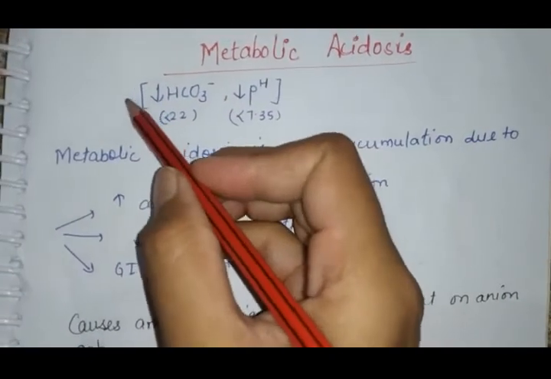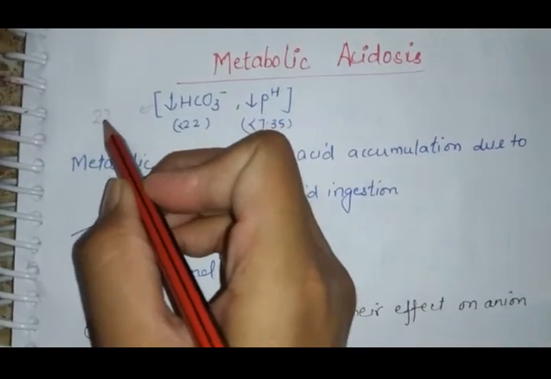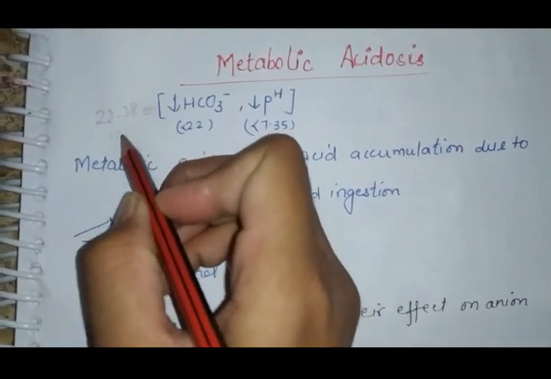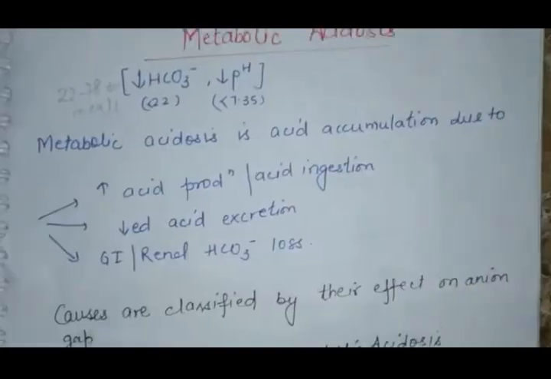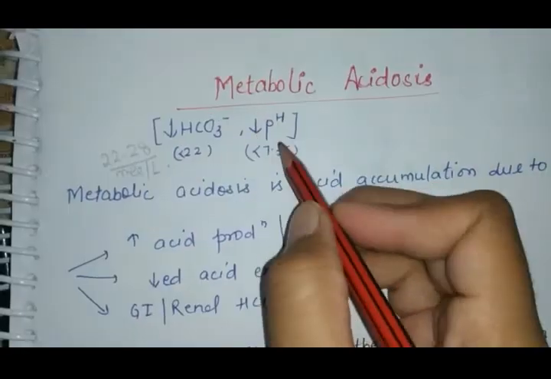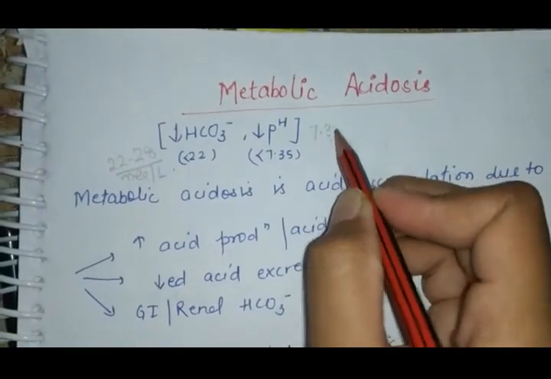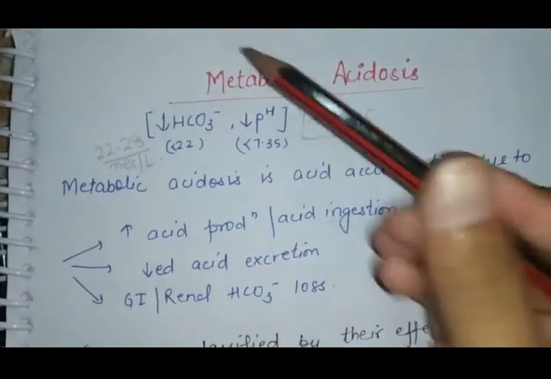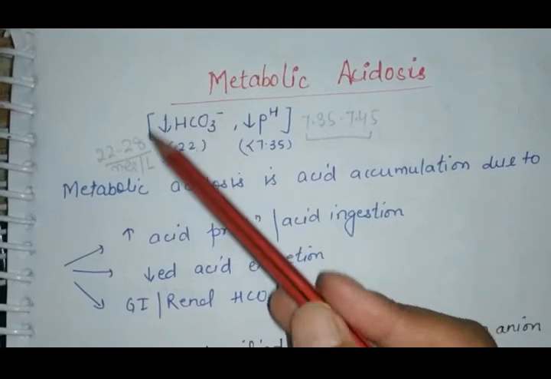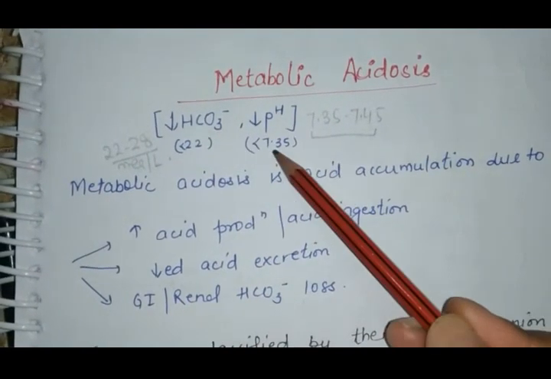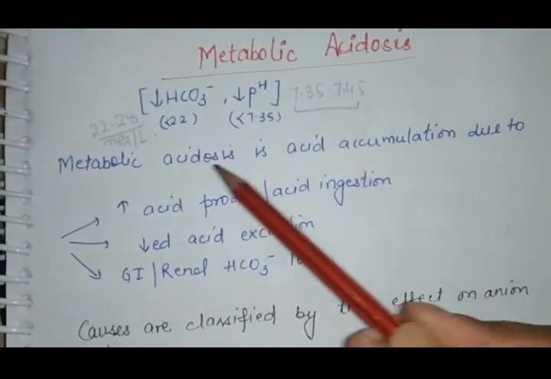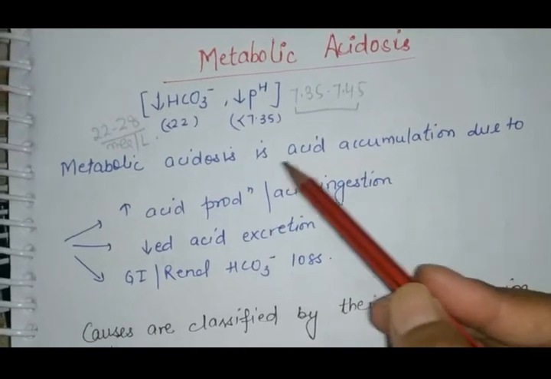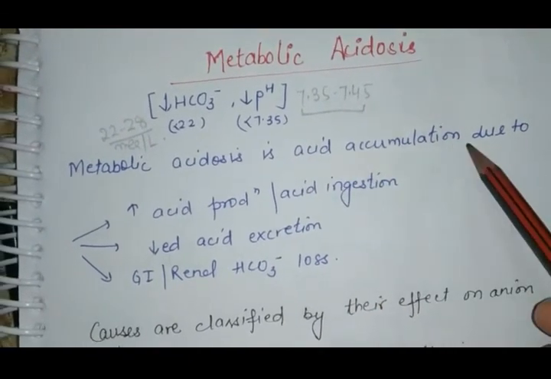The normal bicarbonate level is 22 to 28 milliequivalent per liter. Normal pH of the blood is 7.35 to 7.45. In metabolic acidosis, the bicarbonate level is decreased and the pH is also decreased. Metabolic acidosis is due to acid accumulation in the body.